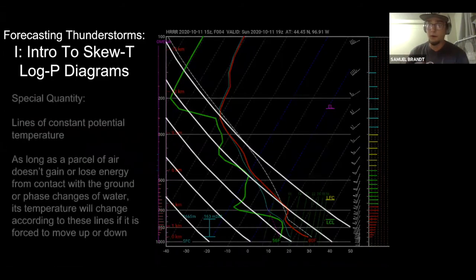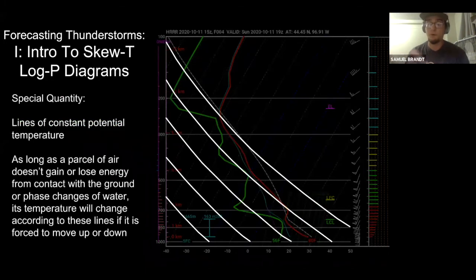So there are a couple more technical things we need to talk about. These are called lines of constant potential temperature. And all it is, it's just the path that a parcel of air will take if you move it up or down in the atmosphere without heating it in any way. That could be from the sun, it could be from energy released from condensation or lost from evaporation. As long as none of those things are happening and the air is just moving up or down, its temperature will follow these lines. So they're very important for a lot of processes in the atmosphere, as we'll see later.